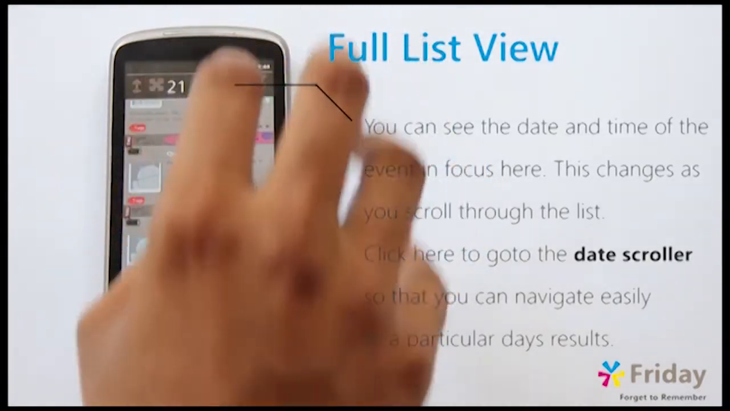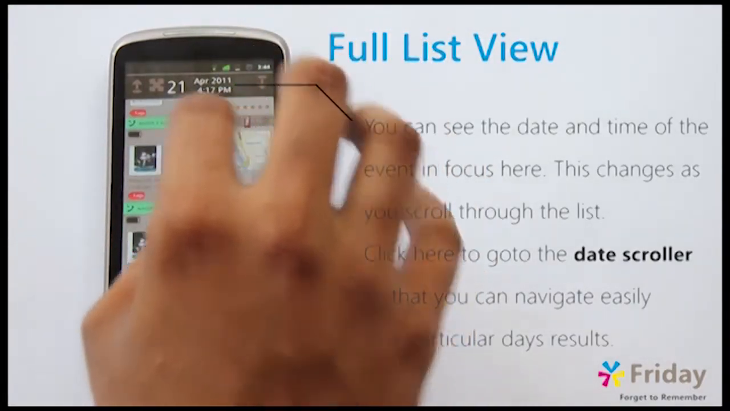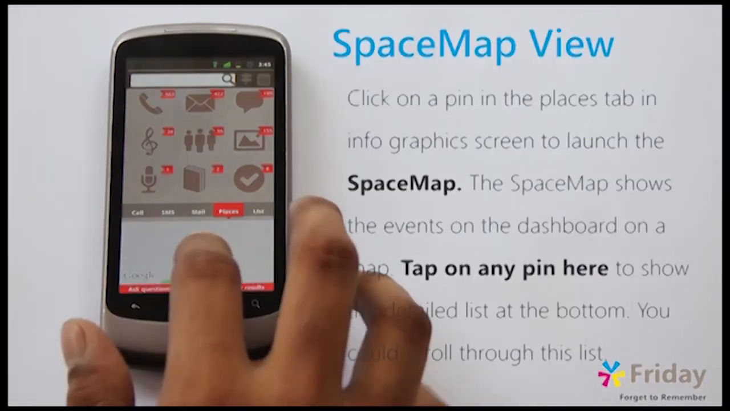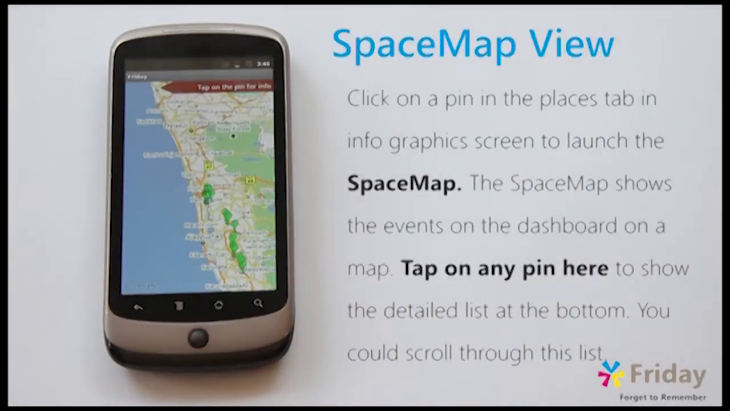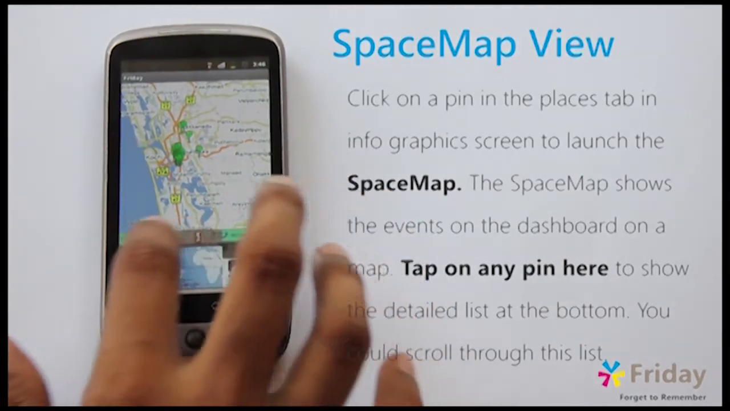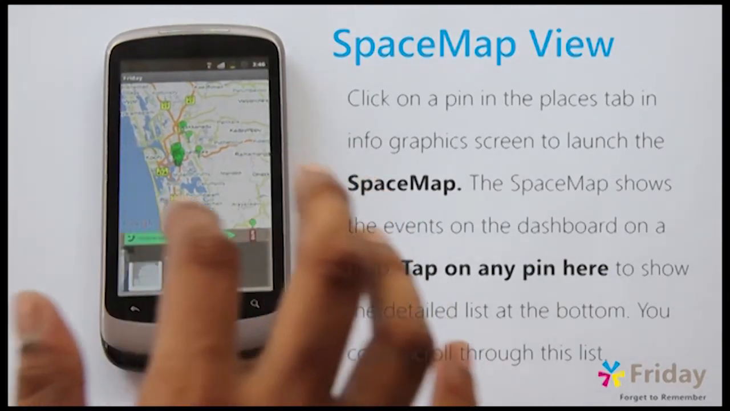One of the most popular features of Friday is the ability to track down activities by location. By going into the Space Map mode, you will see a map with a series of pins that show locations where you've been. Zooming in, you can tap on any pin to get a detailed list at the bottom of the page to show what you did while you were there.